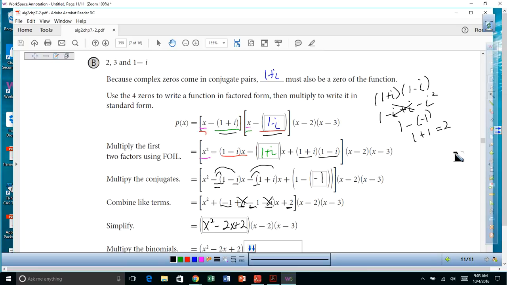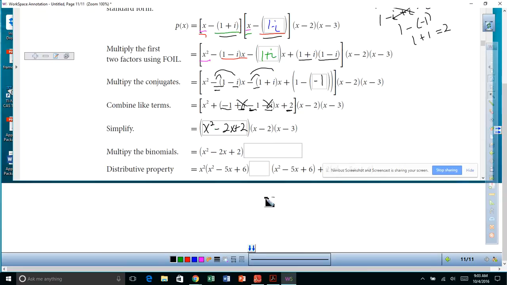Times x minus 2 times x minus 3. So this gives you x squared minus 2x plus 2, and then x minus 2 times x minus 3. x times x is x squared, and that's going to be minus 3x, minus 2x, and plus 6. So you got x squared minus 5x plus 6. That's what goes in here, x squared minus 5x plus 6.